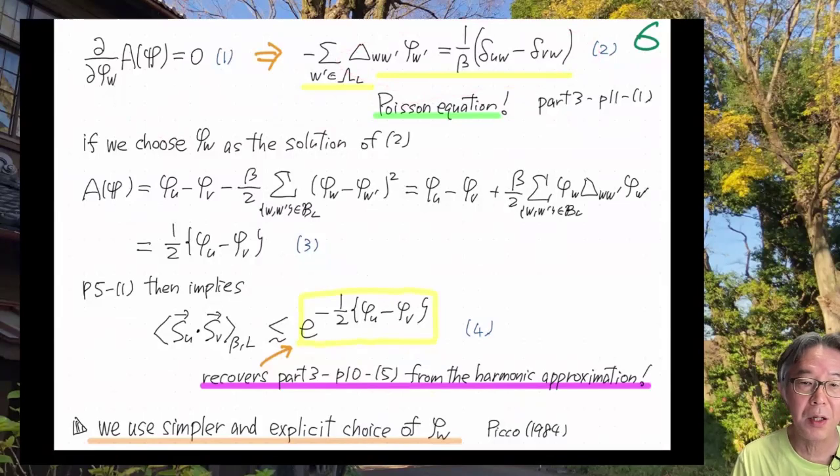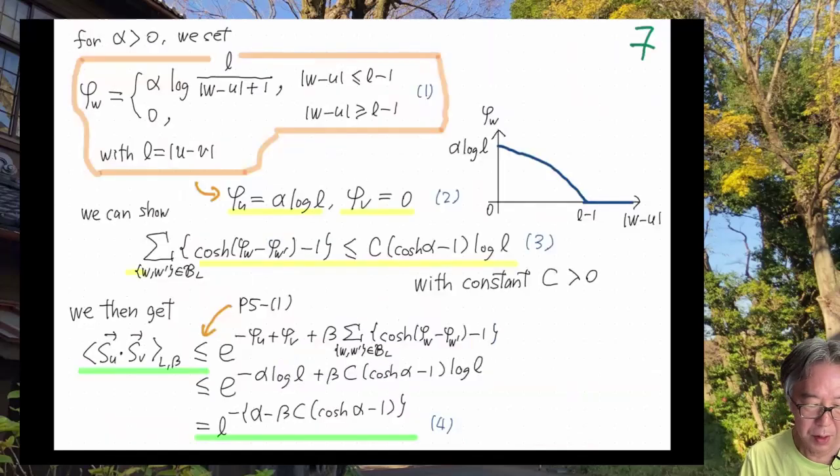But this is not technically easy, because then you have to evaluate the solution of the Poisson equation by using something like a k-space integral and something like that. A simpler strategy is that, since phi is just arbitrary, you can use a simpler and explicit choice of phi(w). And I believe this strategy goes back to Picco, so we will follow this. So here, this is our choice. This is reminiscent of the solution of the Poisson equation, but anyway, this is our choice.